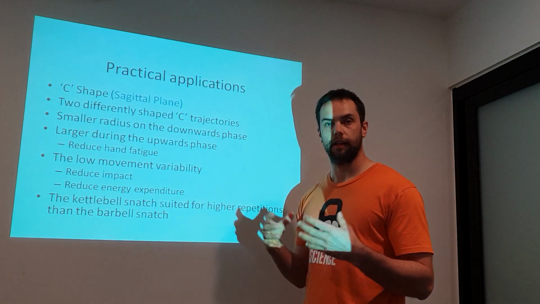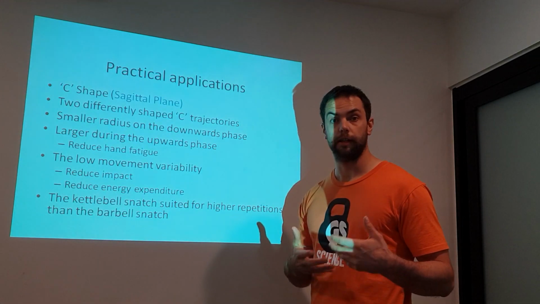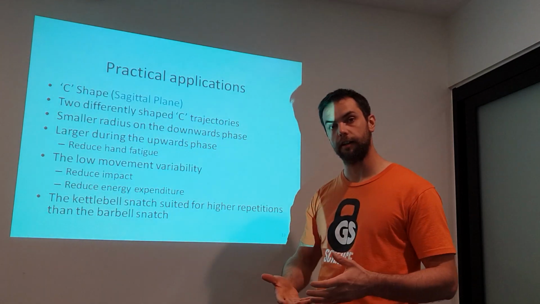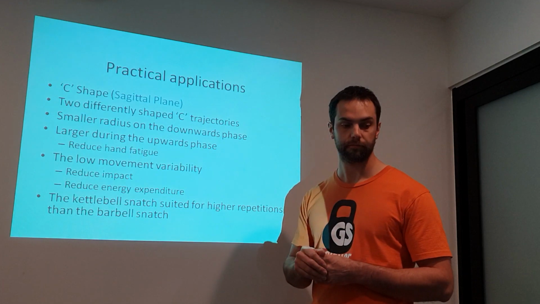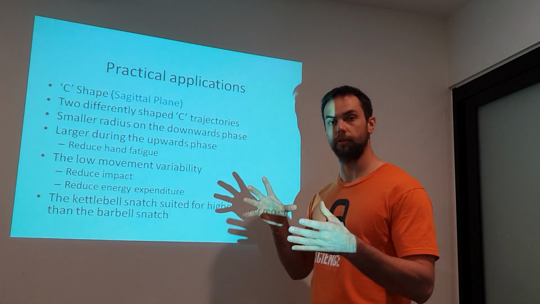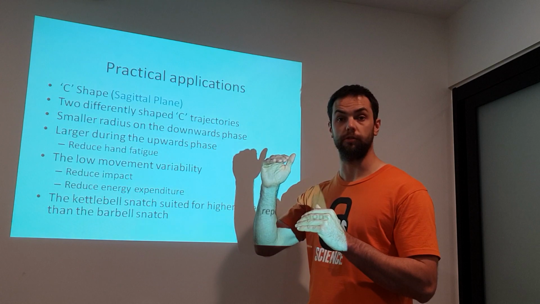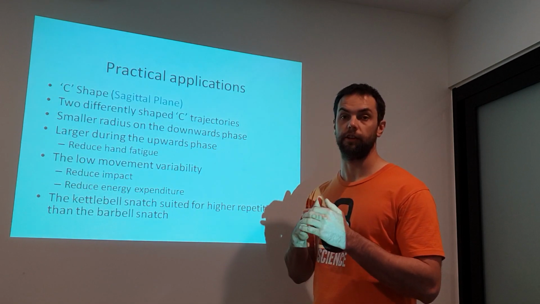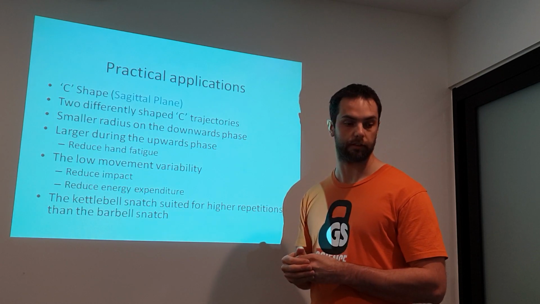So basically, take home things from here. The trajectory of the kettlebell should follow a C shape. There's two different C's. There's a tighter arc on the downwards phase, a larger arc on the upwards phase. Particularly in fixation, and we didn't look into all the numbers here, so you can have a closer look at the paper, but if you look at the vertical movement variability in fixation, it's very, very low. So it just really indicates that you really need to be consistent with your lockouts.